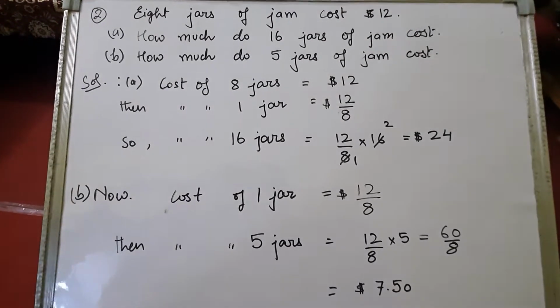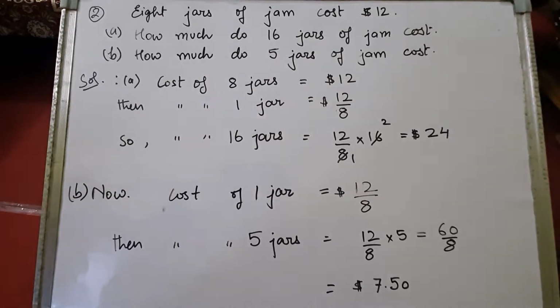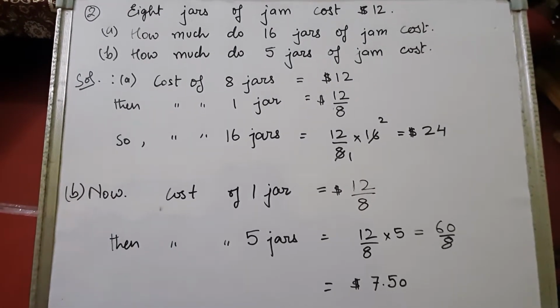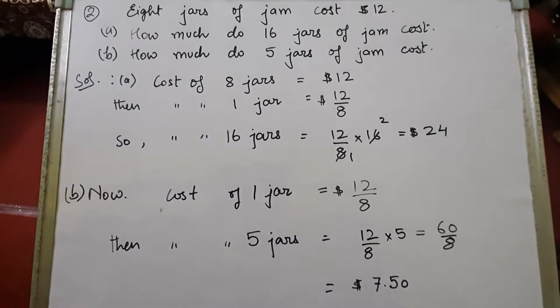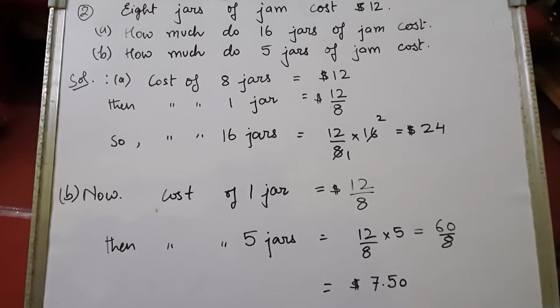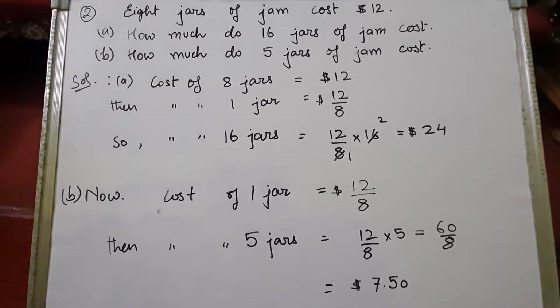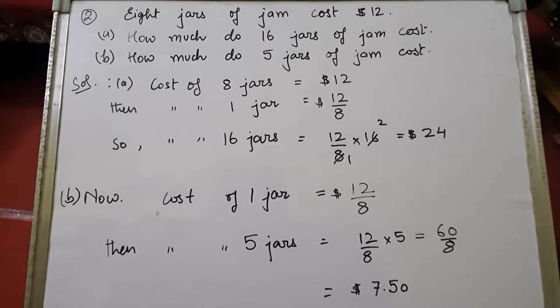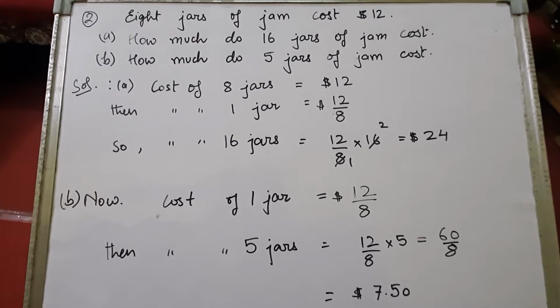Let's see another sum, children. In this sum, the question says 8 jars of jam cost $12. First, we have to calculate how much do 16 jars of jam cost. Then second part, they are asking how much do 5 jars of jam cost. Let's see the first part.